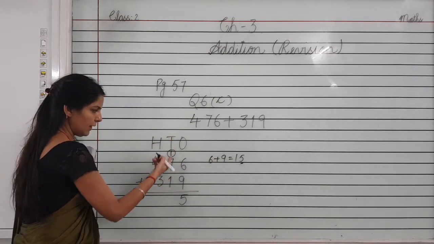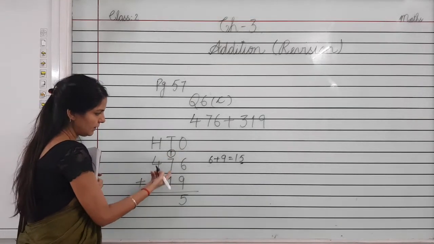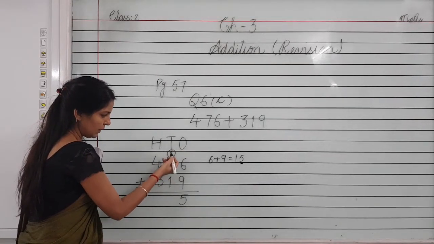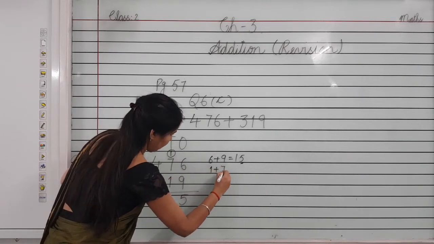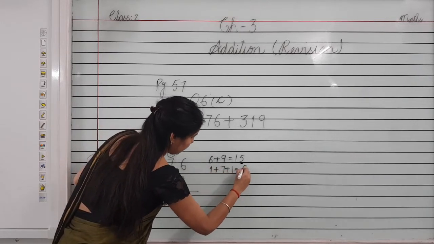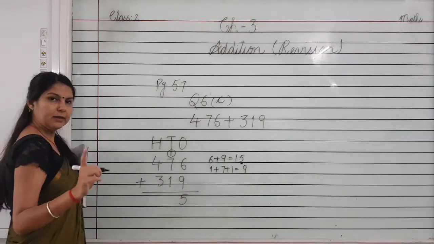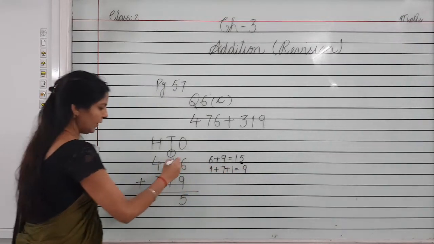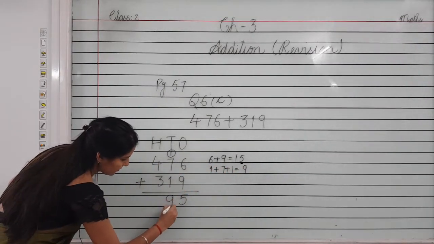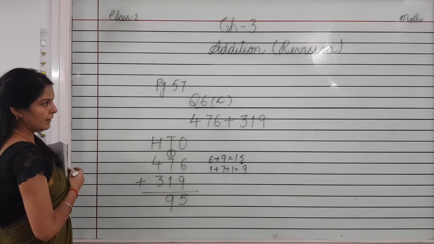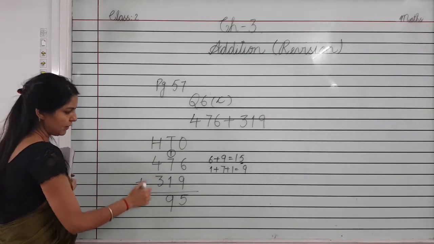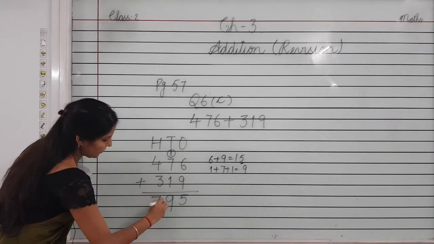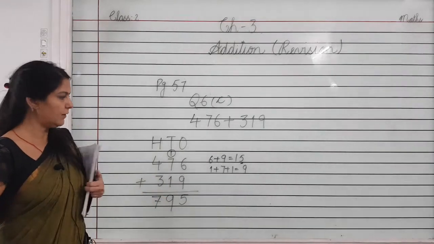Because now we will add these digits which are at the tens place. 7 plus 1 is 8 and 8 plus 1 is 9. In 9 here is only one digit, so we will write it as it is. Now we will add the digit which are at hundreds place. 4 plus 3 will be 7. I hope you have understood.